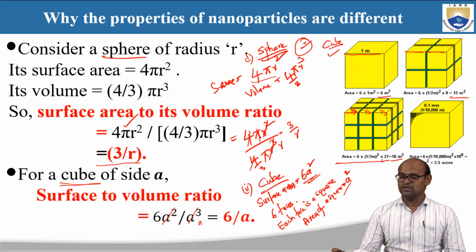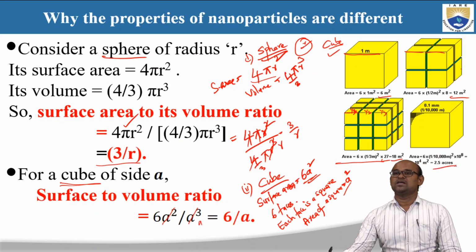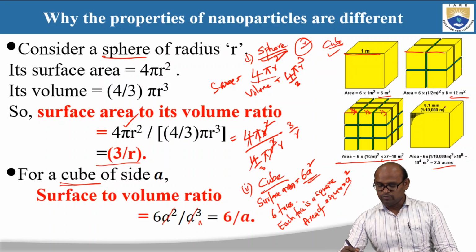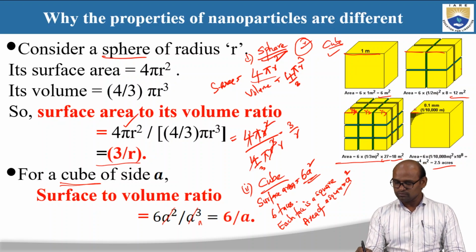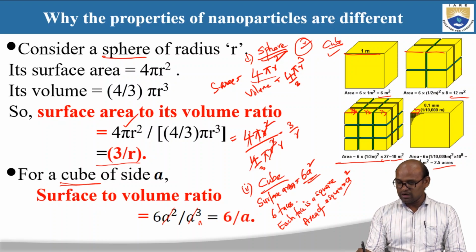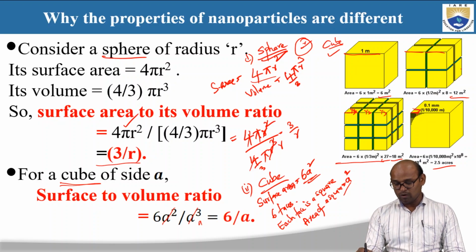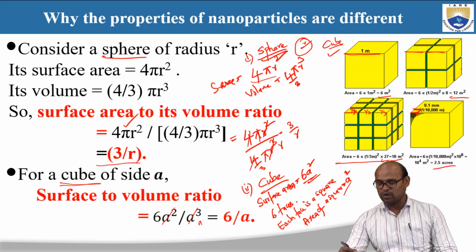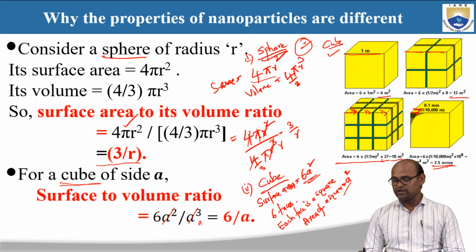And then I am going to further divide into smaller and smaller parts, and I am going to find the surface area is going to increase. When I divide this cube into small grains, where the length of each side of each small cube is 0.1 millimeters, then I find the surface area is going to be 2.5 acres.